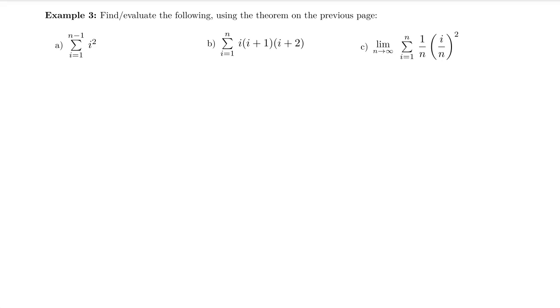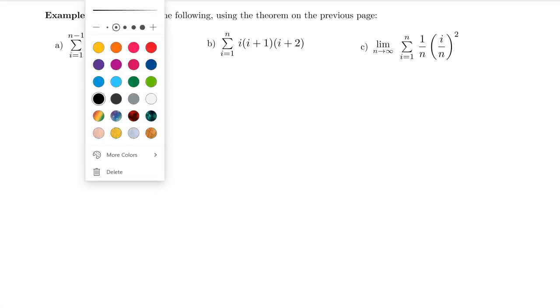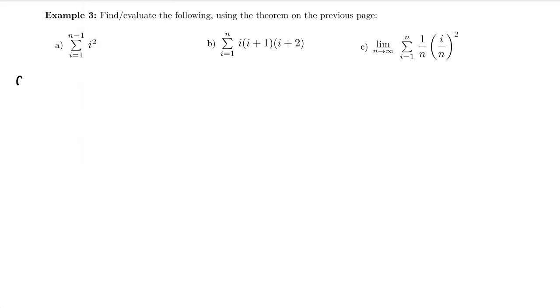Example 3 says find or evaluate the following using the theorem on the previous page. So in the last video, we learned about a three-part theorem that had some pretty important formulas on them. Let's use them to answer these questions.